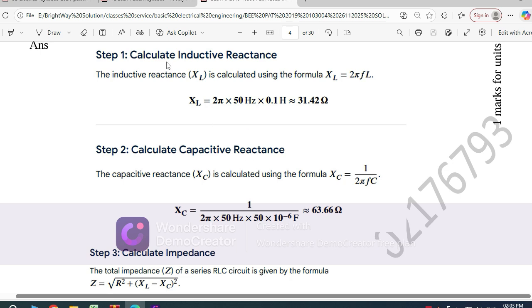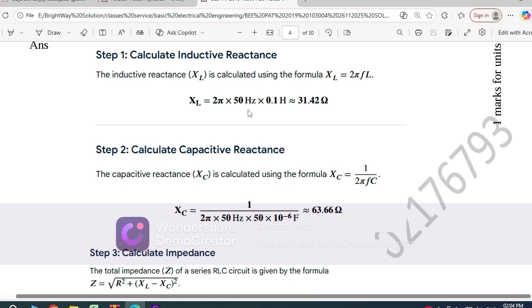So the C question is allocated 8 marks. Okay, step one: calculate inductive reactance. It's a simple formula, XL equal to 2 pi f L. The calculation gives us 31.42 ohm. Just put in the values with the units and it will be simple. So 31.42 ohm is the answer for XL.